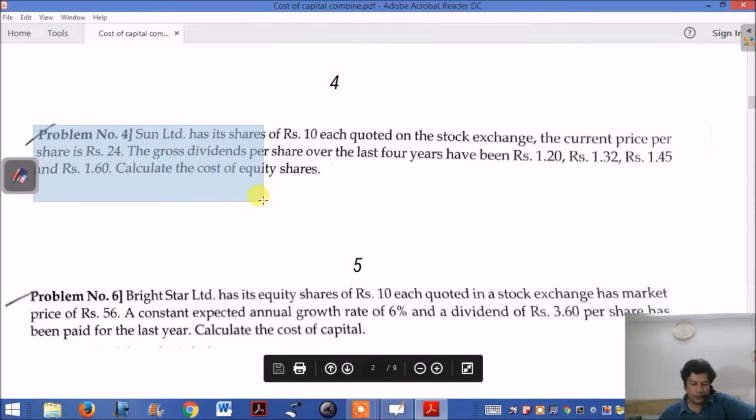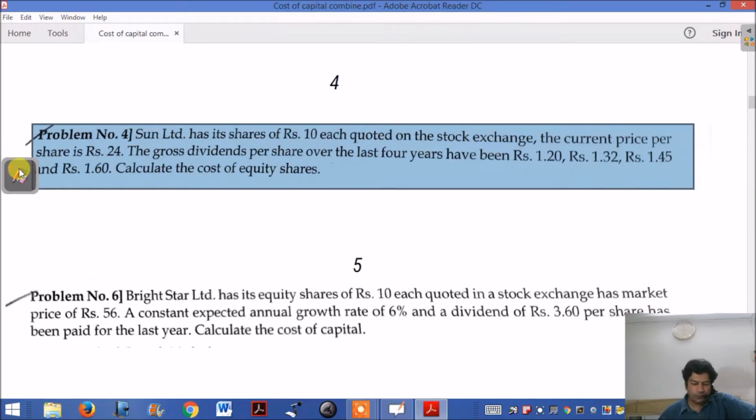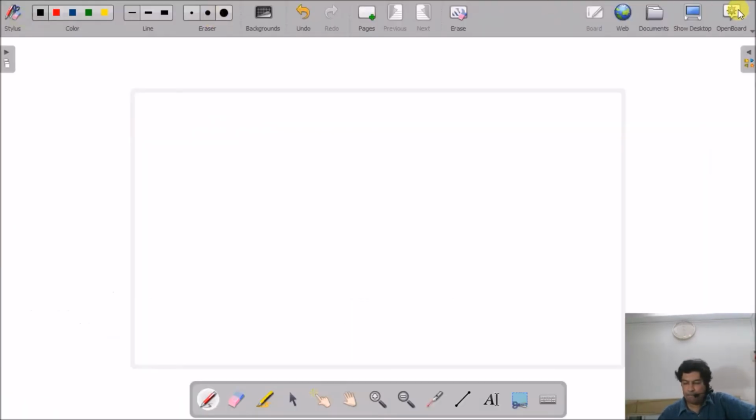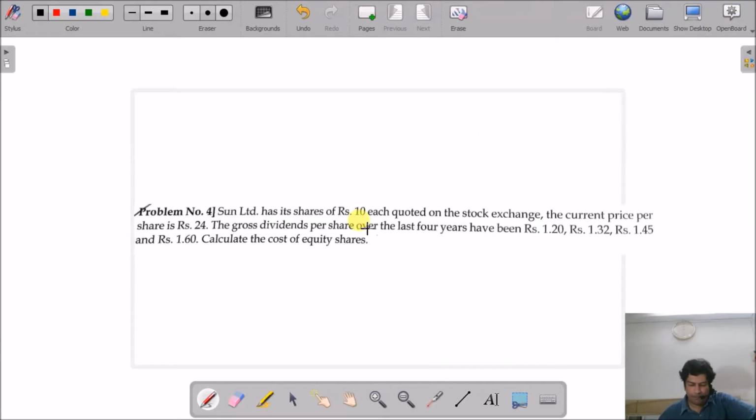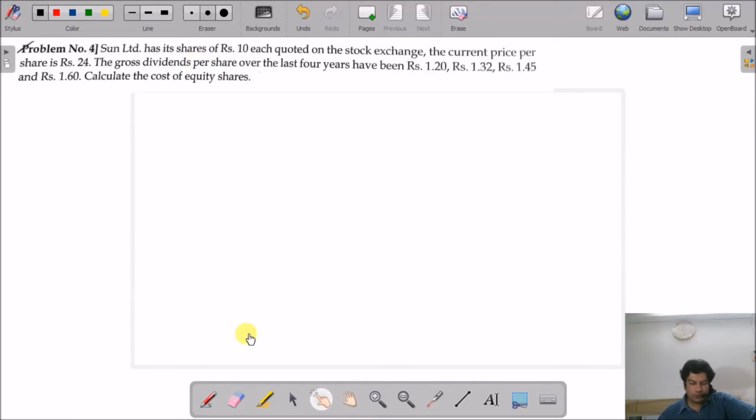Okay, I'm going to copy this fourth sum. So right now we are moving to the fourth sum. Sun Limited has its shares of rupees 10 each quoted on the stock exchange. The current market price of the share is 24. The gross dividend per share over the last 4 years they have given to us. Calculate the cost of equity shares.